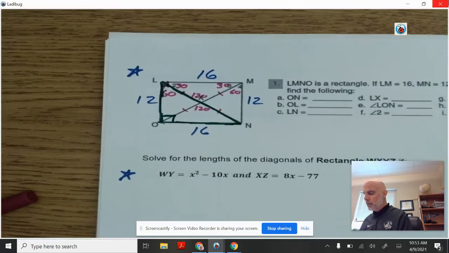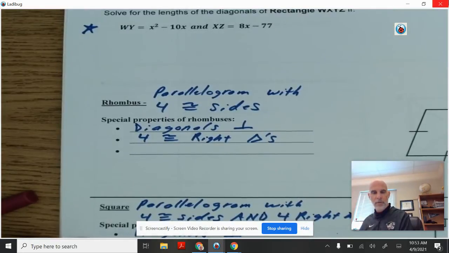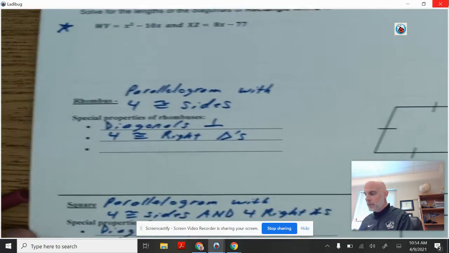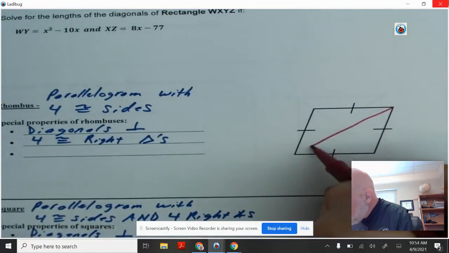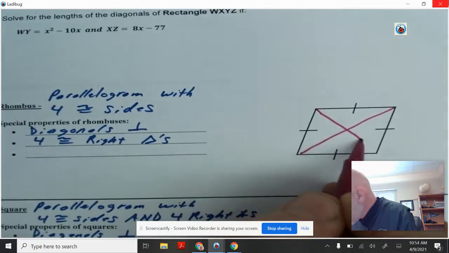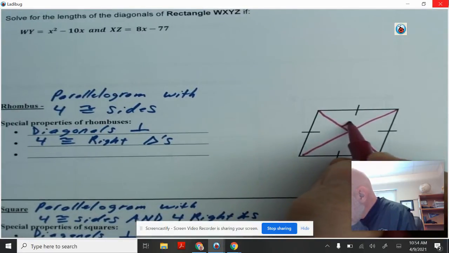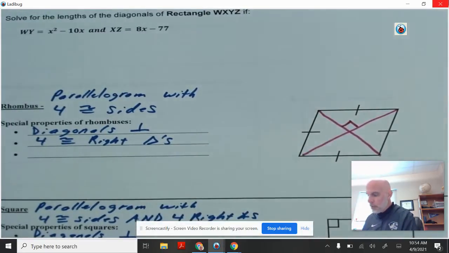All right, let's move on to rhombus. Here are the notes for a rhombus. You may want to pause the video for that. But the key thing here is that the diagonals are meeting at 90 degrees now. That's a big deal. Okay.